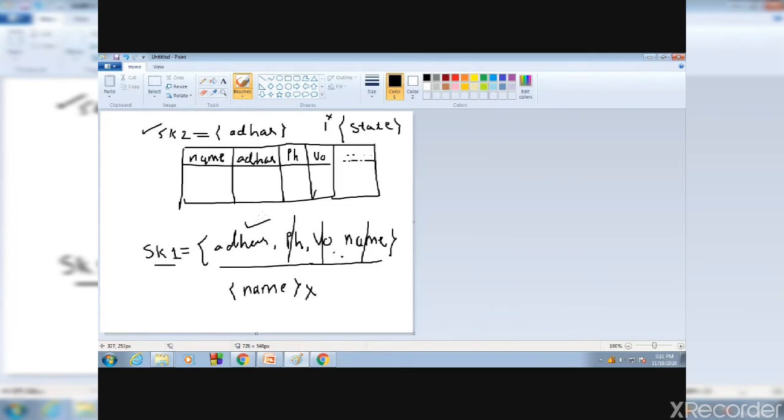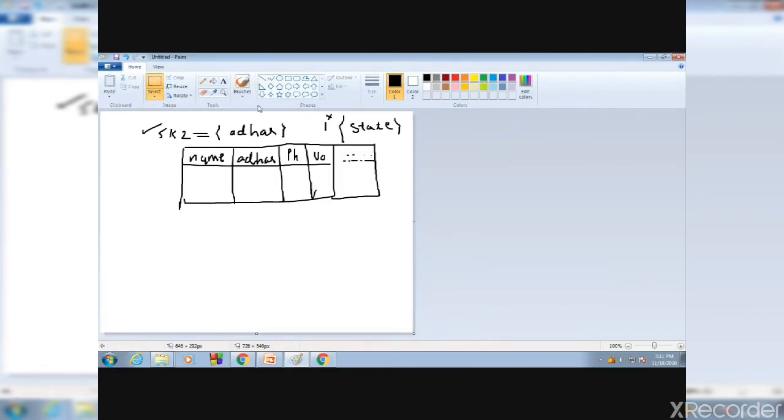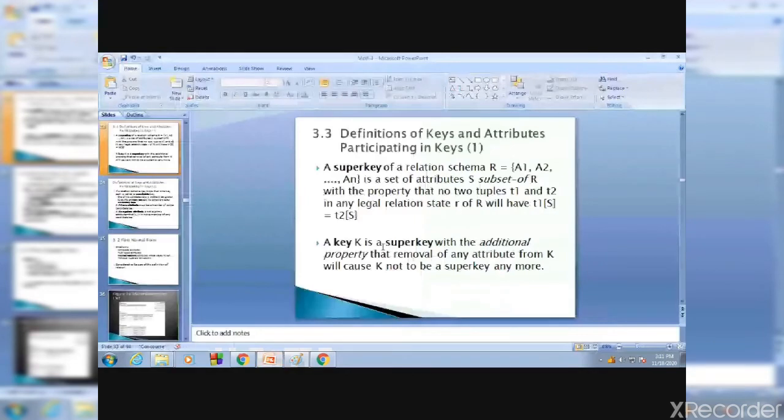So a key is also a super key with an additional property. That additional property is that removal of any attribute from K will cause K not to be a super key anymore.